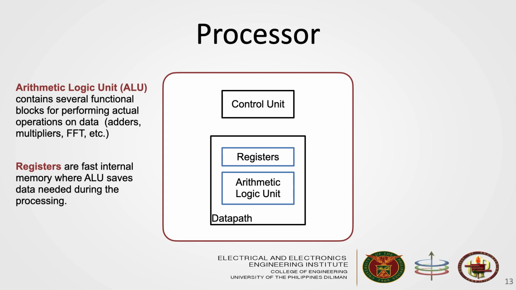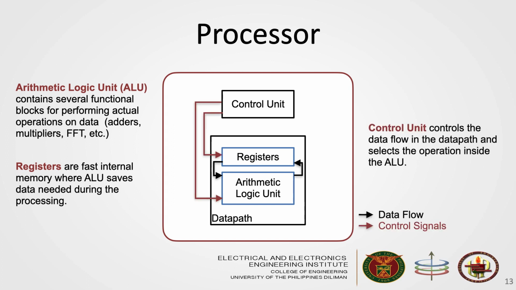There are many ways on how the ALU can process data and how the ALU and registers can exchange data during the processing. So, to be able to properly process data, the processor needs a control unit that controls the flow of data exchanges in the data path and selects the correct operation inside the ALU. The control signals that the control unit outputs are based on the instruction that the processor receives to manipulate the data. So where do these instructions come from?